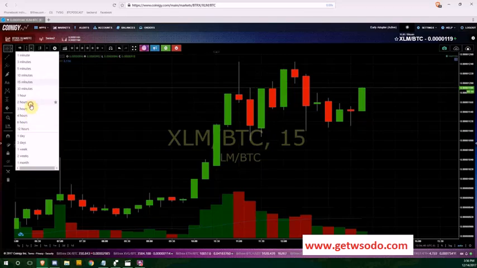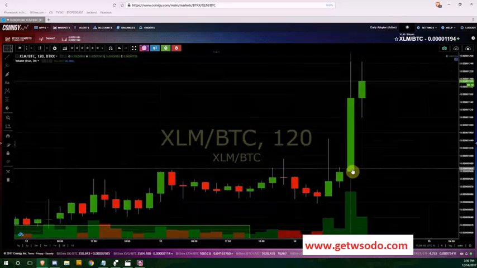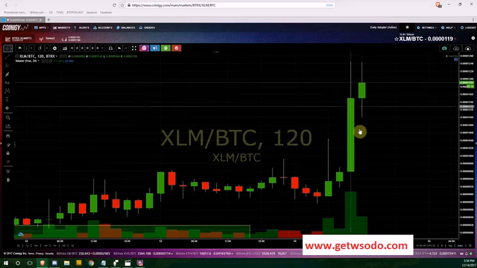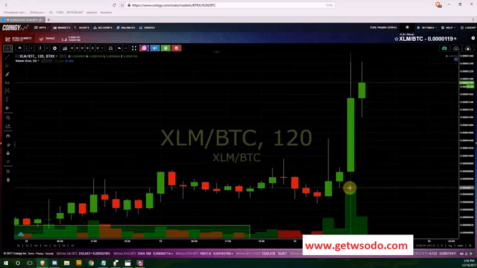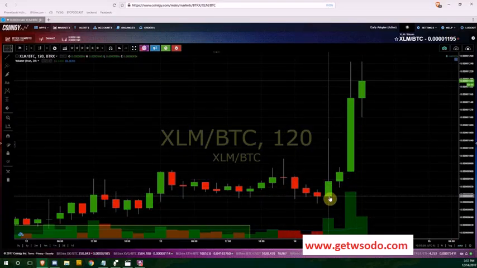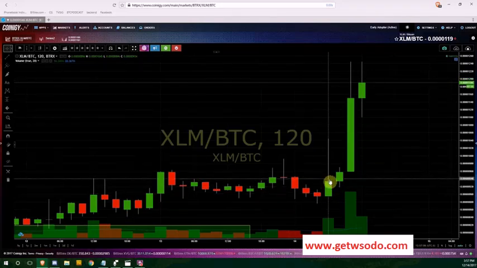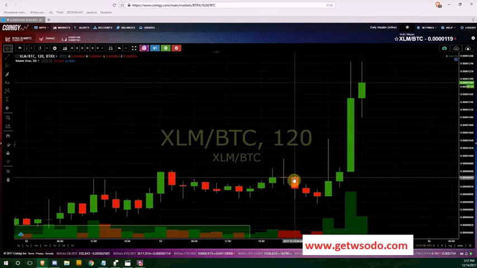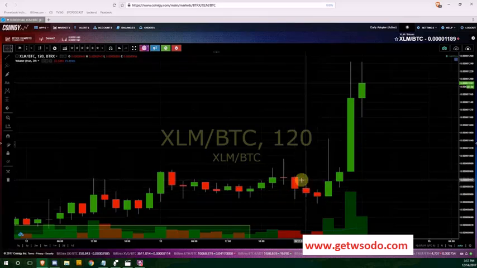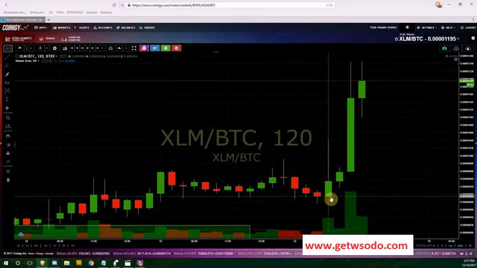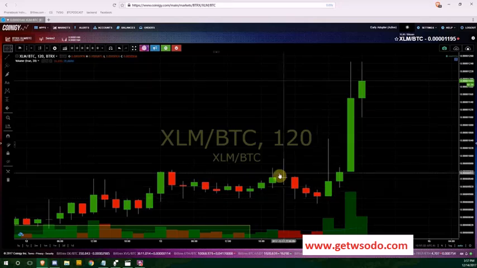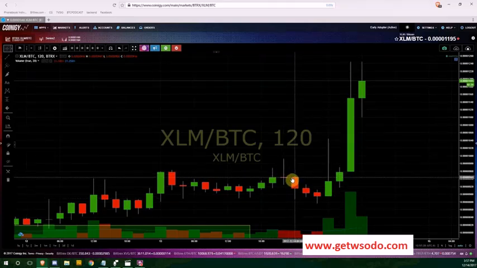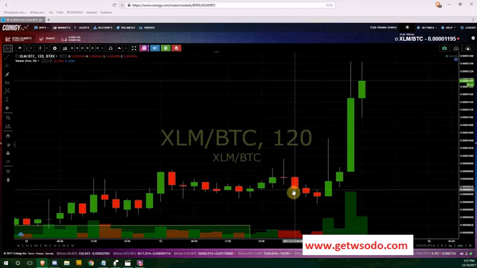If we were to go to a 2-hour time frame, then every candle is going to represent 2 hours worth of price action. Now, what's the difference between red candles and green candles? A green candle represents an increase in price action over a time frame, and a red candle represents a decrease in price action over a time frame. That being said, a green candle is going to start the time frame at a low price and close at a higher one, and the opposite of that, a red candle is going to start the time frame at a high price and close at a lower one.